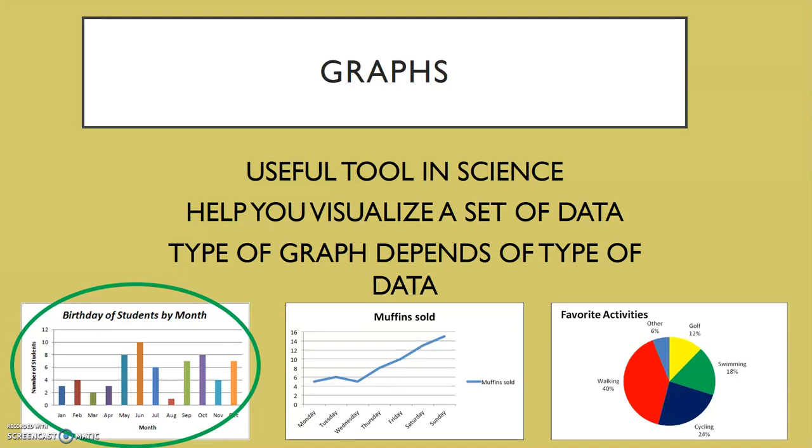This is an example of a bar graph down here. Eventually, your catapult project data will be plotted on a bar graph as well.